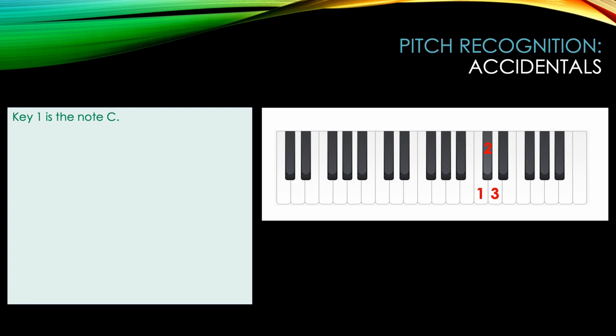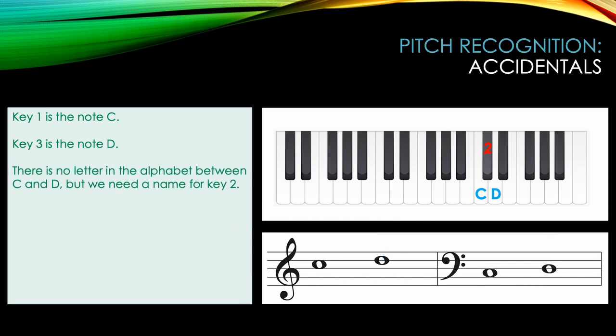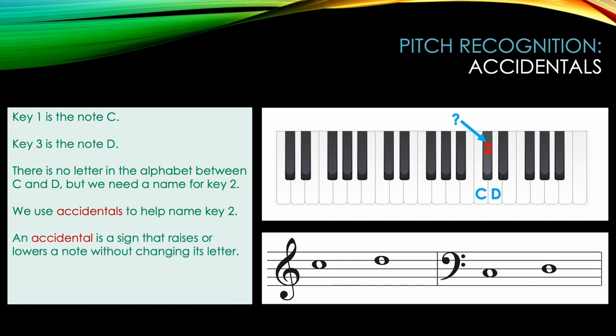On the piano, key 1 is the note C. And here is a C drawn on a staff. Key 3 is the note D. There is no letter in the alphabet between C and D, but we need a name for key 2. We use accidentals to help name key 2. An accidental is a sign that raises or lowers a note without changing its letter.